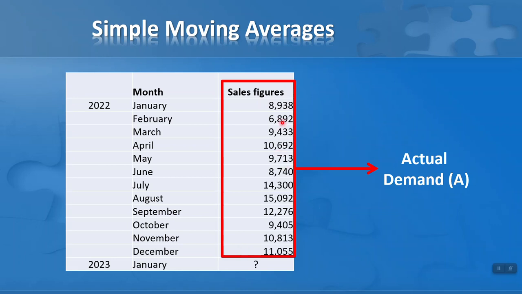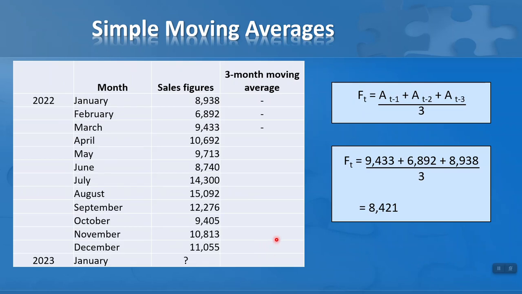The actual demand, A, for the time periods is the actual figures recorded. At the end of each month, we note the sales figure and that becomes the actual demand for that month. And then the forecasted demand, F, is the one we are trying to calculate for January 2023. So let's stretch these figures out a little bit and insert a new column where I'm going to insert my 3-point moving averages. In this case, it's monthly data, so it's a 3-month moving average.